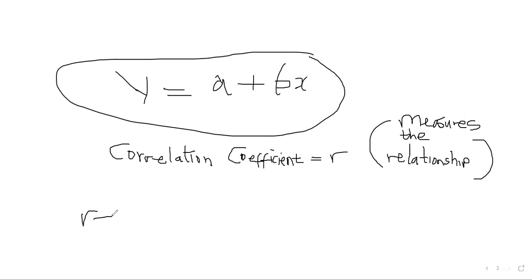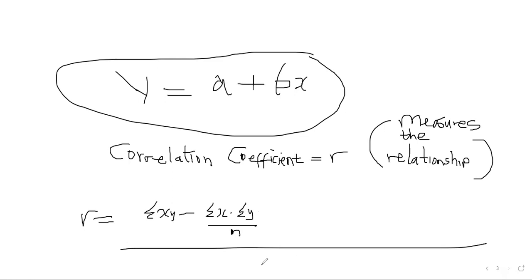So our R is given by summation of xy, then minus summation of x, then multiply by summation of y, over n, then over the square root of summation of x square, then minus summation of x, square, over n. Of course, you can present it this way.